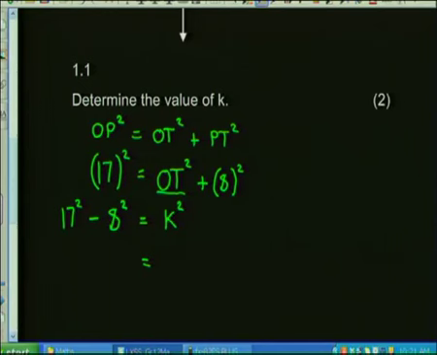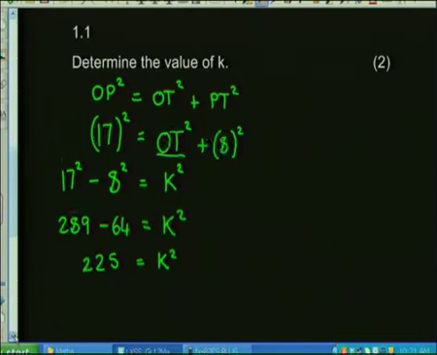Okay. So our 17 squared is equal to 289 minus 8 squared, which is 64. And that gives us a total value of 225 is equal to K squared.